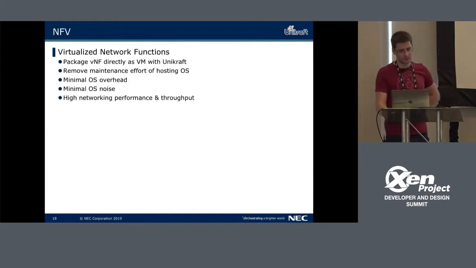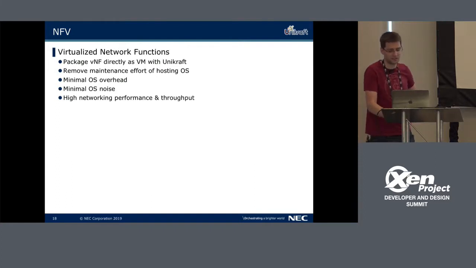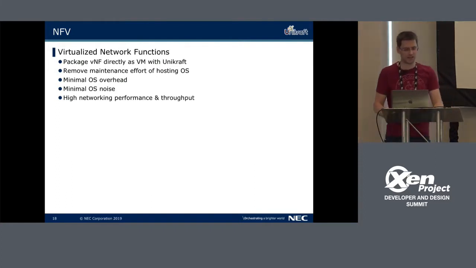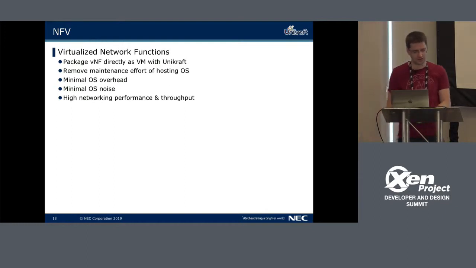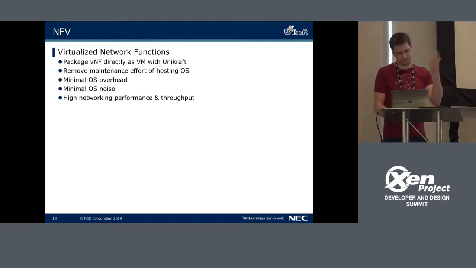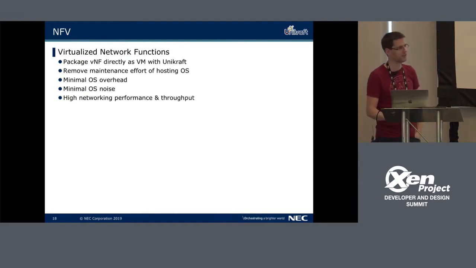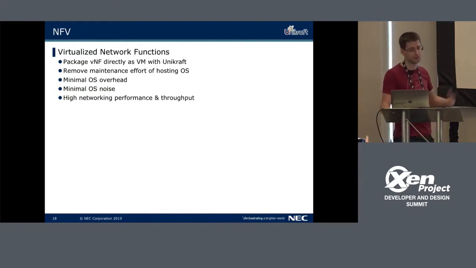Another area we're looking at is NFV, so virtualized network functions. The idea here is to package the network functions directly as a virtual machine with Unikraft. That removes the maintenance effort for today's virtualized NFs, where you have a standard OS underneath. You get rid of it. You don't have all these tools around that you also need to maintain and care about. So a reduced attack vector too.